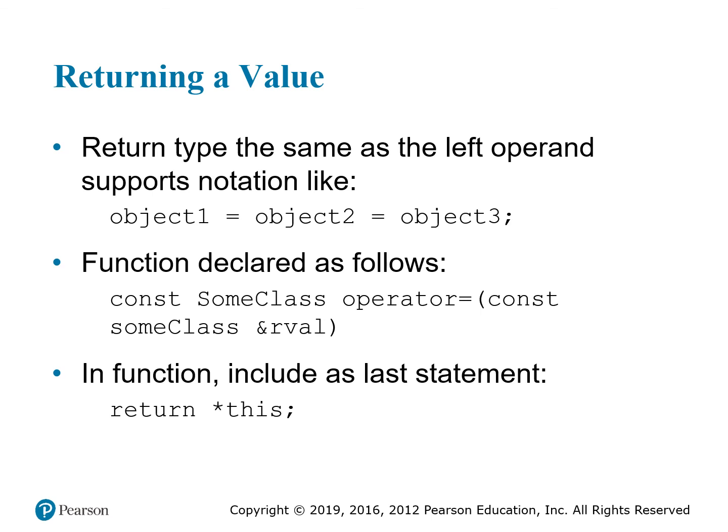The equals operator, believe it or not, has a return value because C++ allows you to chain equals like this: object 1 equals object 2 equals object 3. So the equals operator needs to actually return a value. And what you do is you just return this, the ending value of your object at the end of its equaling.